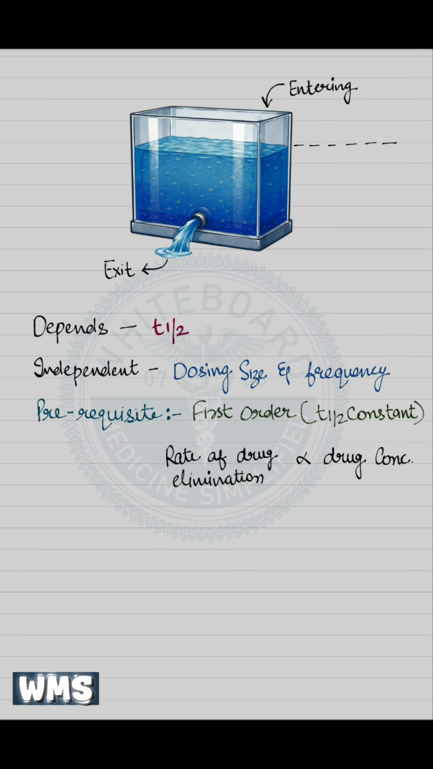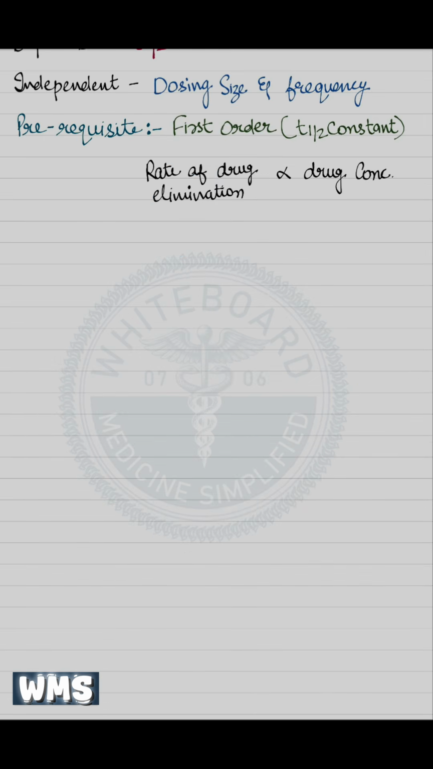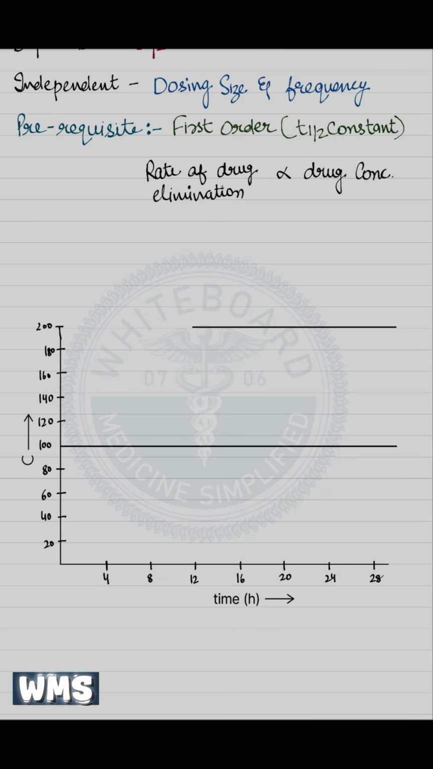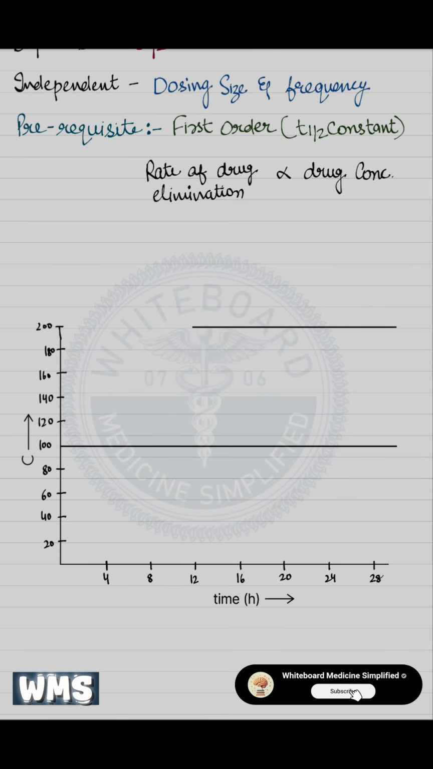Now, when we administer a drug repeatedly at fixed time intervals, the drug concentration does not reach steady state immediately. Instead, the drug gradually accumulates in the body over several half-lives. Let us understand this concept clearly by using a graph. On the x-axis, we plot time in hours, and on the y-axis, we plot plasma drug concentration.